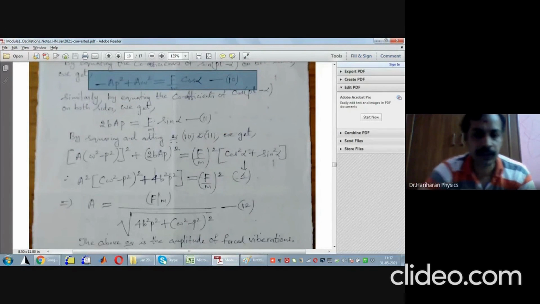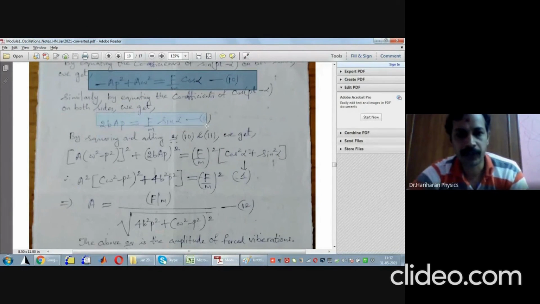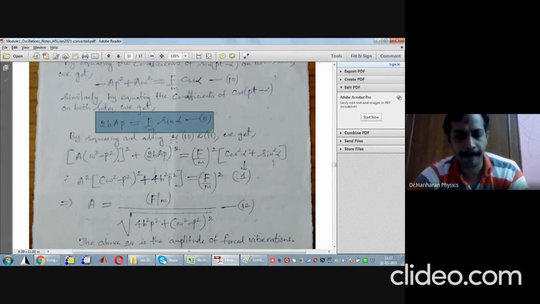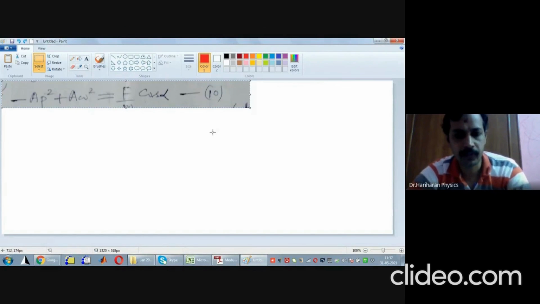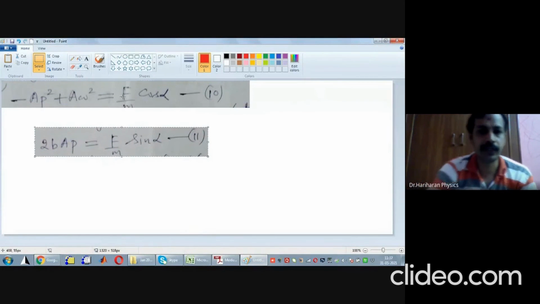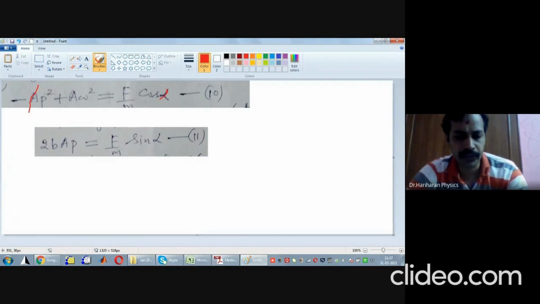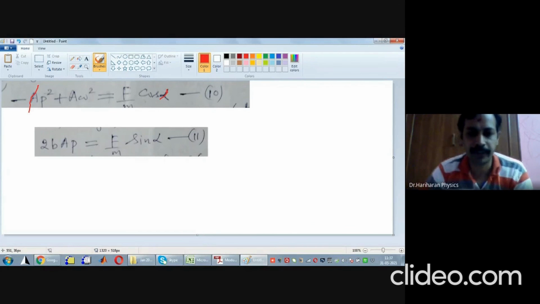The other one is equation 11. Okay, call this equation 11, which is this. Our goal is, by using these equations 10 and 11, to find A, and then find alpha. So how do you do that? Simple. Don't get confused. Look here. I'll just show you a simple technique.